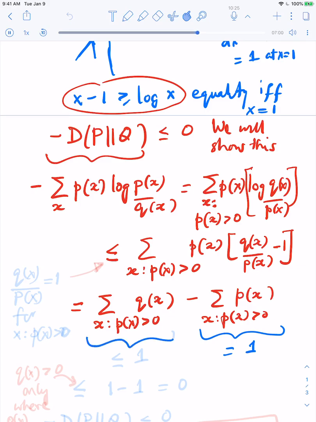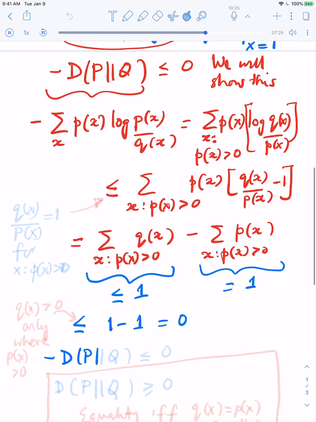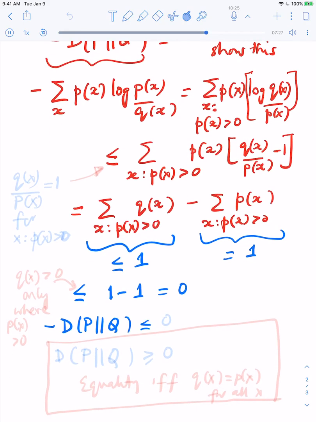And this is another probability mass function that I'm summing over x, but I'm restricting it to x such that p of x is bigger than 0. So it need not be all possible x. So this is less than or equal to 1. I may not be including all possible points x. So this guy is less than or equal to 1 minus 1, which is 0. So we have shown that minus dpq is less than or equal to 0, which is basically our desired result, that dpq is bigger than or equal to 0.